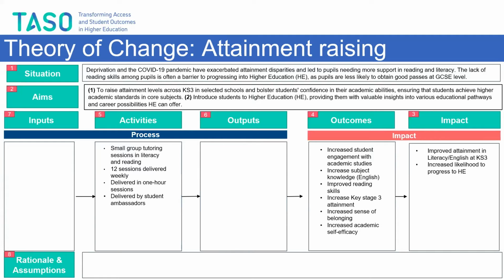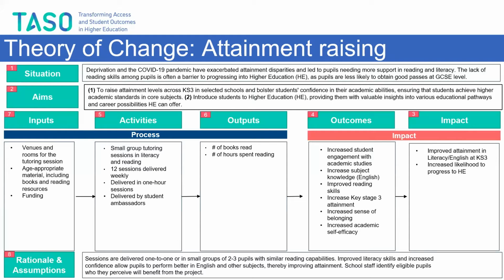And then at that point, we chose our outputs, which would be the number of books read or the number of hours spent reading, and then thought about our inputs being both tangible and non-tangible, such as venue hire, having age-appropriate reading and funding. And then lastly, we would look at our rationale and assumptions, these being the why and the how, that would explain the sequential, causal pathway between inputs, activities, outputs, outcomes, and impact. So this is how the MOAT comes into play here.